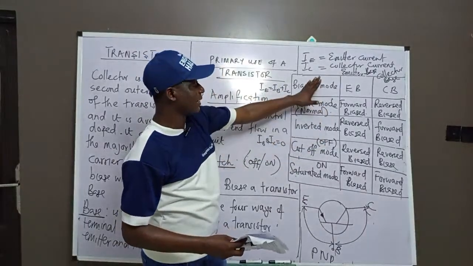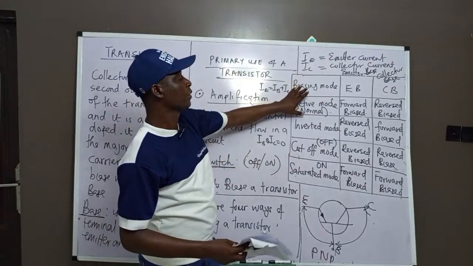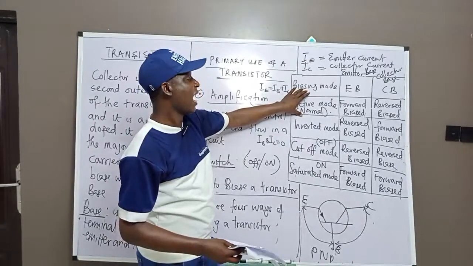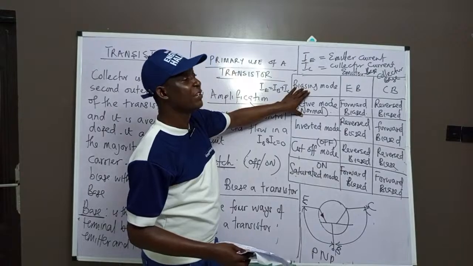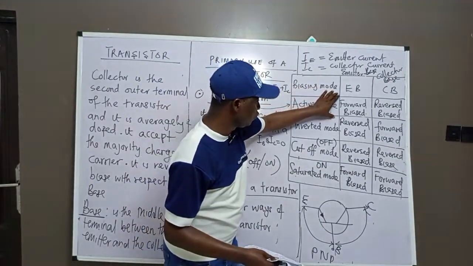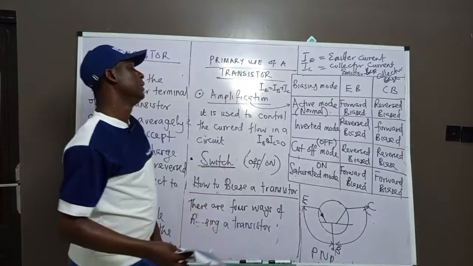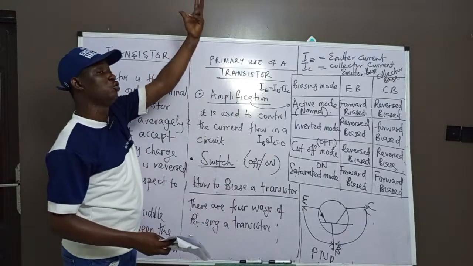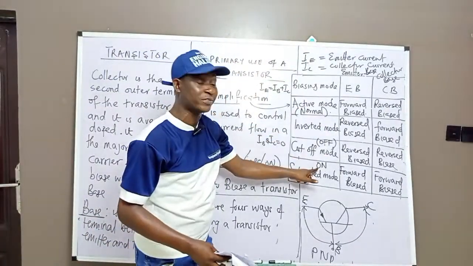Now, don't forget, at what point can you use a transistor for amplification? At the normal mode. At that mode, the transistor can be used for amplification of a circuit. At what point will a transistor be used as a switch? Two modes: the off stage of the transistor and the on stage of the transistor.